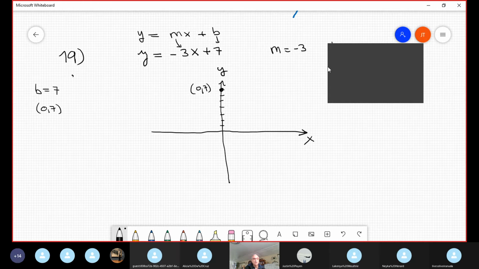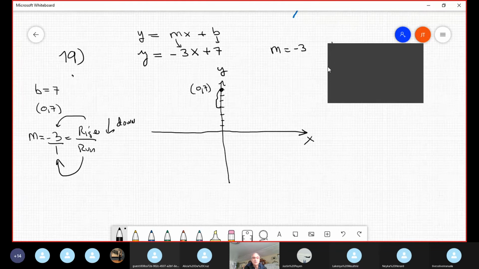If the slope is -3, I know that slope is the ratio between rise and run, and -3 is a whole number. So I suppose the denominator is 1, run is 1, and rise is -3. And -3 is down when it's negative. From this point, you go down 3 units. 1, 2, 3. Okay, this is 7 minus 3, which is 4. And 1 to the right.